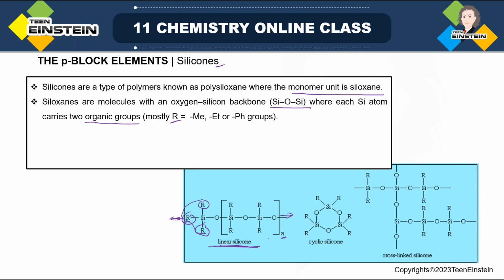Then the next one is cyclic. So there is no such continuation. And look at the structure. You have the Si-O-Si linkage, and each Si is connected to 2 R groups.